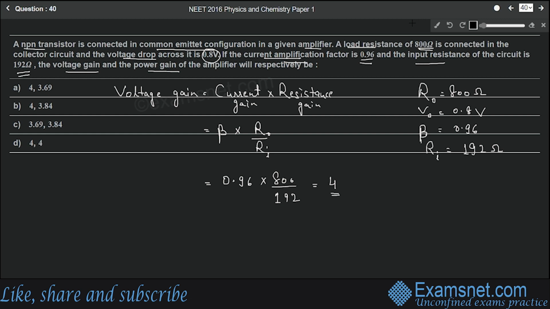Now we come to the power gain. We know that power is equal to voltage into current. So power gain will be equal to voltage gain into current gain.